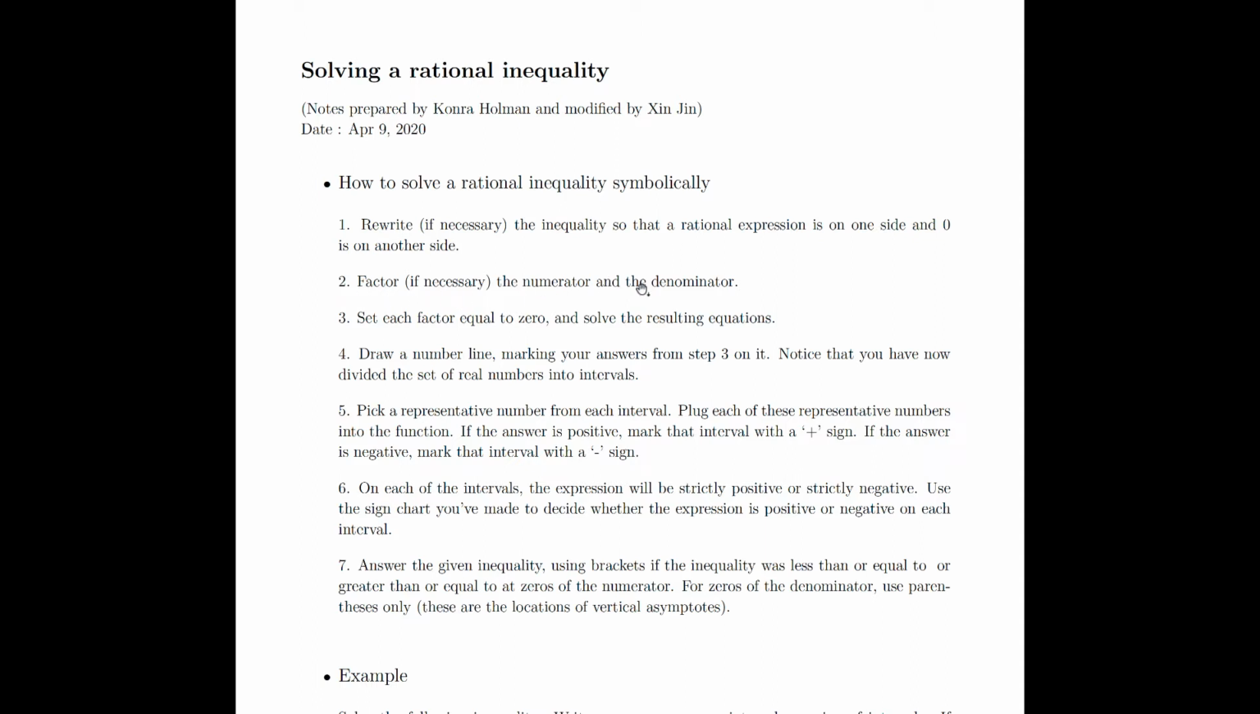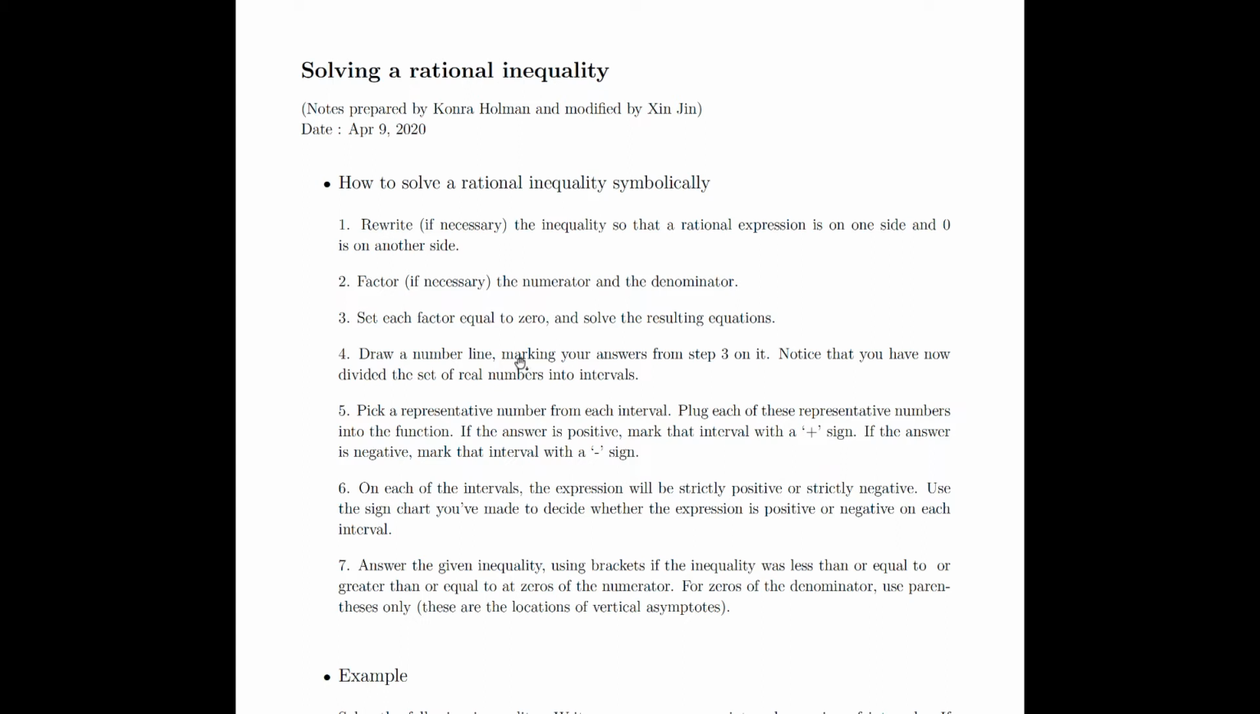If it were just a polynomial, obviously you would factor the whole side. But in this case, we're factoring the top and the bottom. Step 3, we're going to take each of those, so each factor in the top, each factor in the bottom, and we are going to set those individually equal to 0 and solve. That is going to give us all of the x-intercepts and vertical asymptotes if we would graph the left-hand side of our inequality. So then we are going to make a number line. We are going to mark our numbers on there.